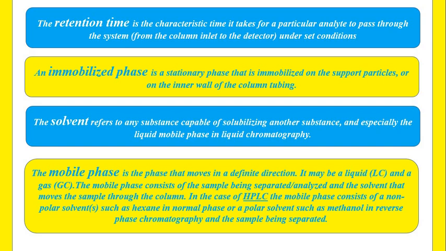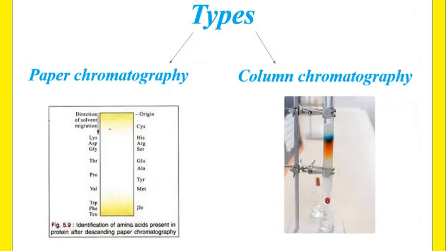It may be a liquid, as in liquid chromatography, or a gas, as in gas chromatography. The mobile phase consists of the sample being separated or analyzed and the solvent that moves the sample through the column. In the case of high pressure liquid chromatography, the mobile phase consists of a non-polar solvent such as hexane in normal phase, or a polar solvent such as methanol in reverse phase chromatography, and the sample being separated. These two types of HPLC will be discussed in detail in my next lecture.